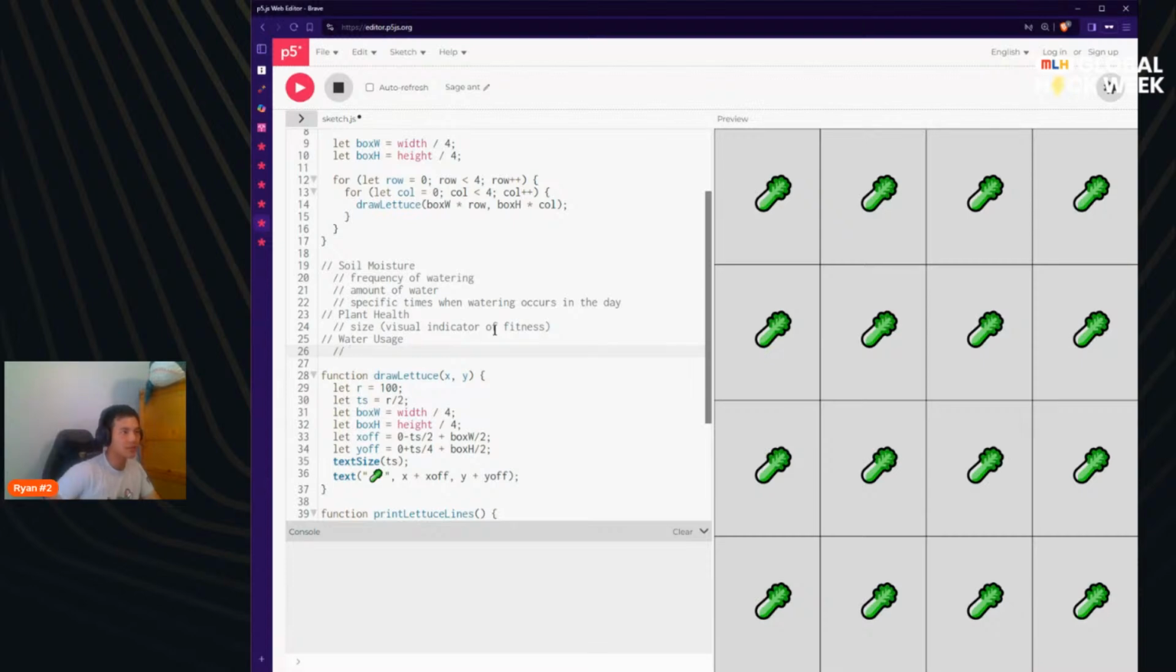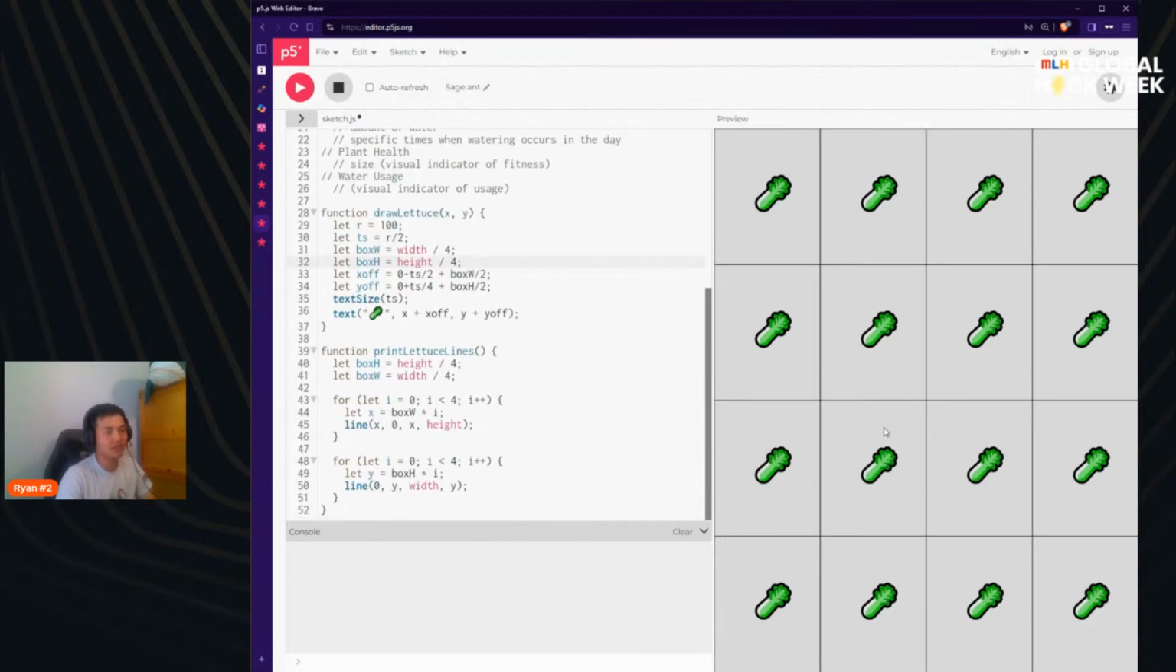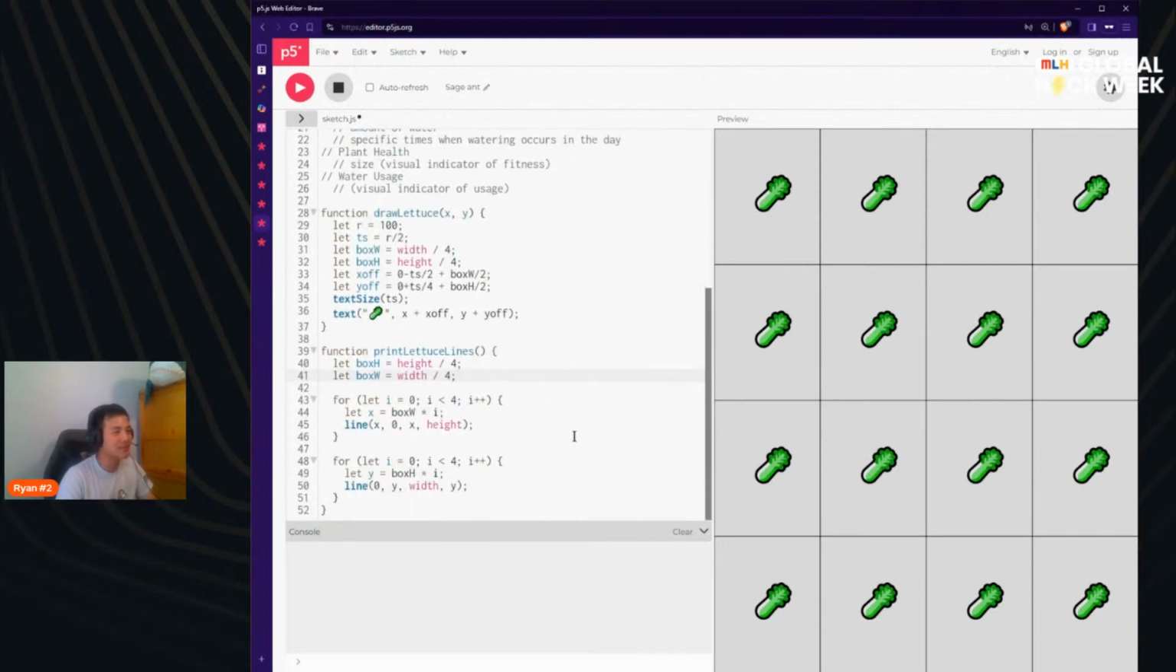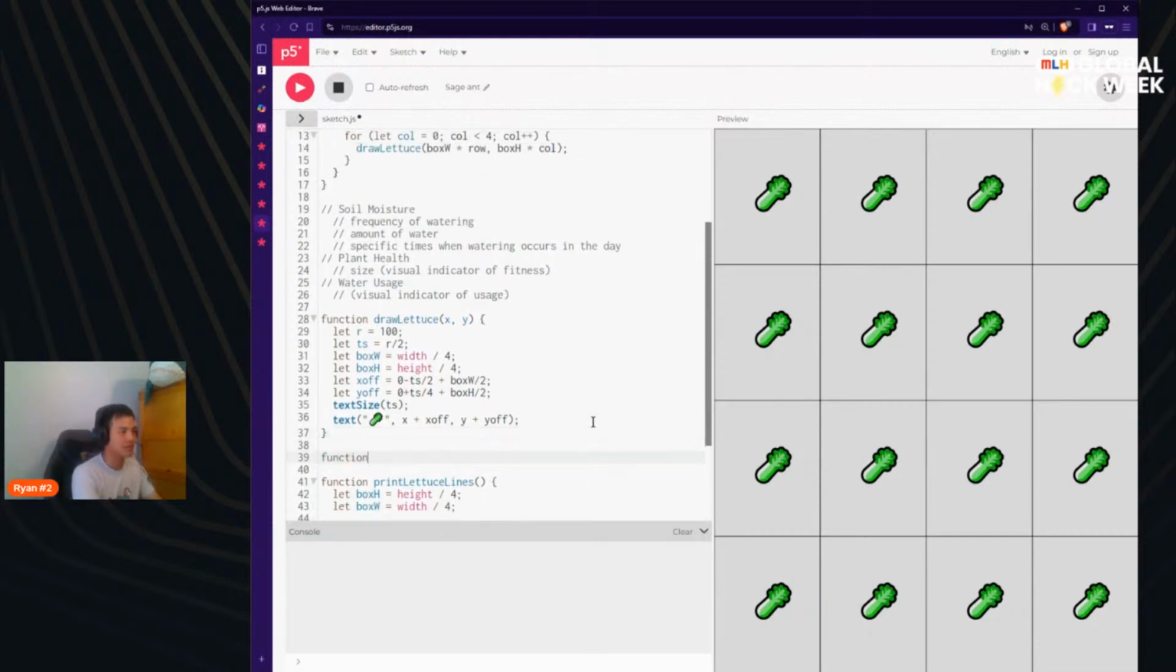Okay, and then for water usage, I guess we should also make some sort of visual indicator for this, just to make it easier for us to see what's going on. In P5, you can use the console, but actually using the canvas is so much nicer. So I'm gonna keep trying to do as many things visually as possible. So let's have another function called draw water. I'm gonna give it an x and y, and I guess we could just use a nice rectangle maybe.